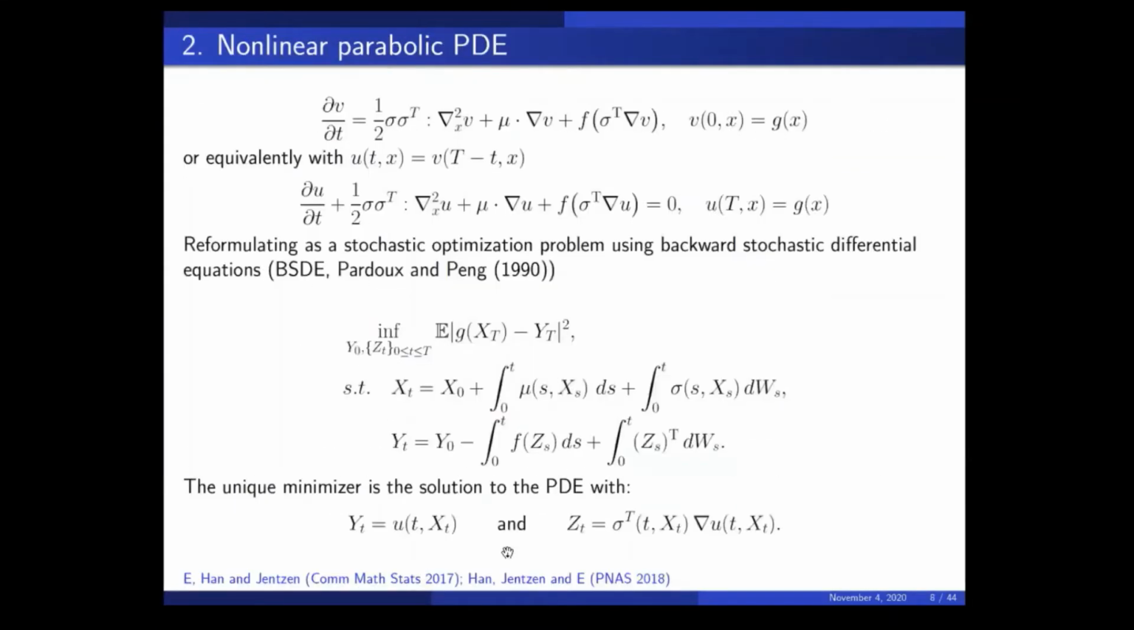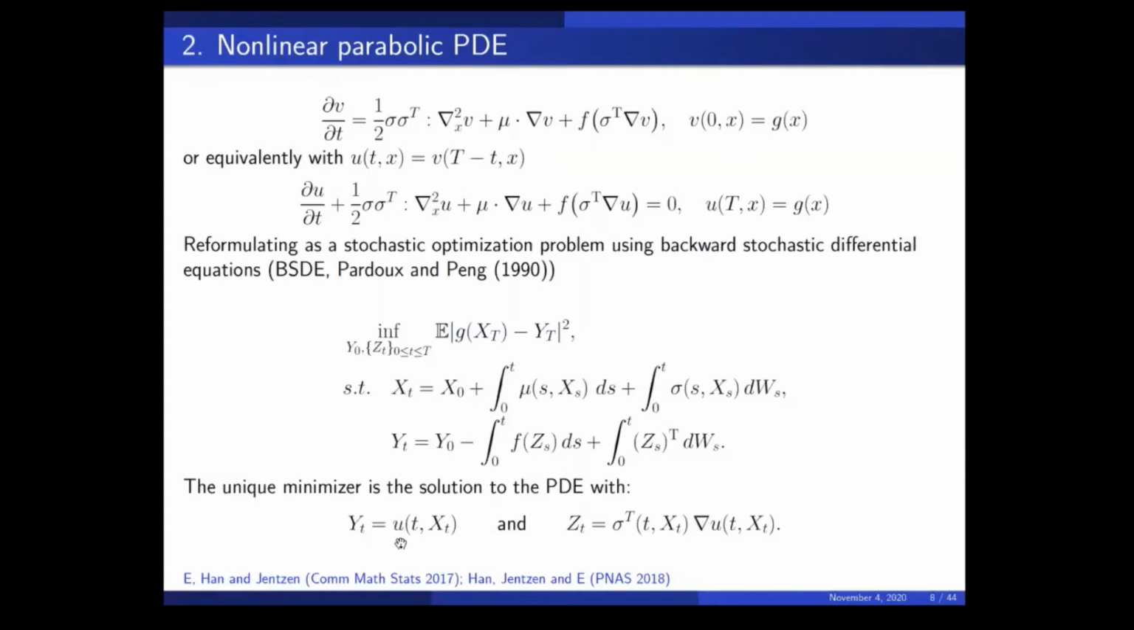To do that, we introduce the backward stochastic differential equations, BSDEs, and these are the BSDEs. So I claim, and this can be shown rigorously, that this problem is equivalent to this problem, namely we minimize the difference between the value of this process Y at terminal time T and the given terminal condition, subject to this BSDE as the constraint.